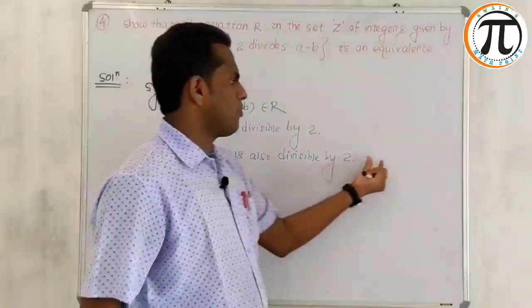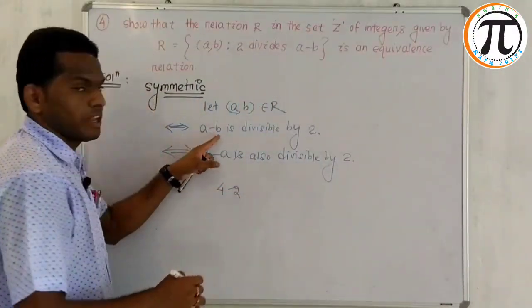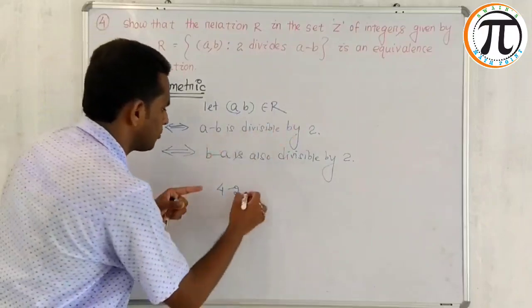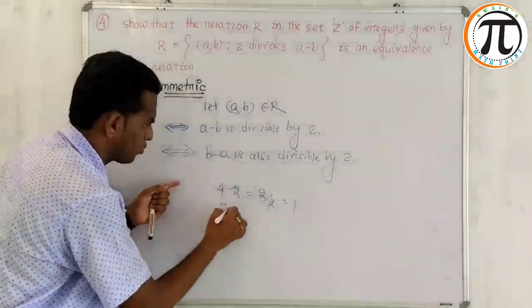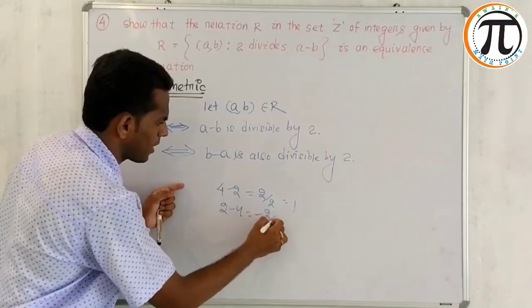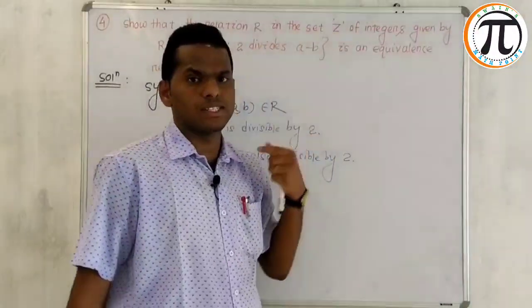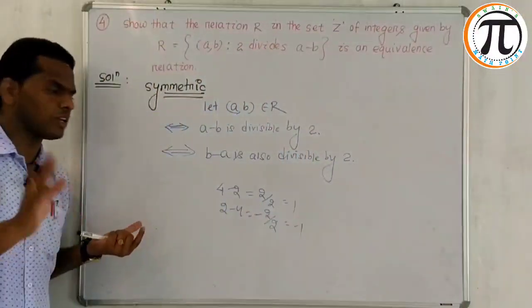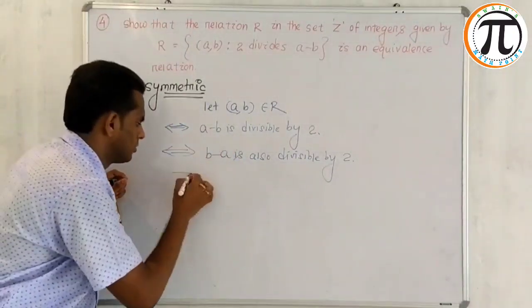Because the answer will come what? A negative number, no doubt. Suppose 4 minus 2. This is 4, this is minus 2. So 4 minus 2 is divisible by 2. 2 by 2 will come 1. When you reverse, you get 2 minus 4, which will come minus 2. So minus 2 by 2 will come minus 1. So no problem. Given set is what? Z. So all negative, positive, 0 will come. No problem. So b minus a is also divisible by 2.